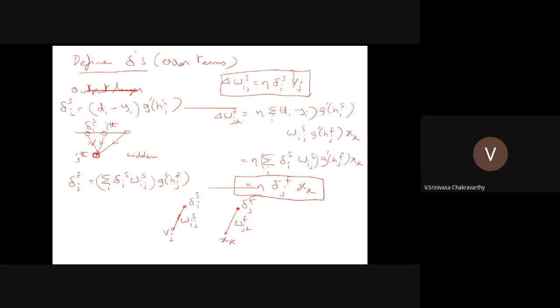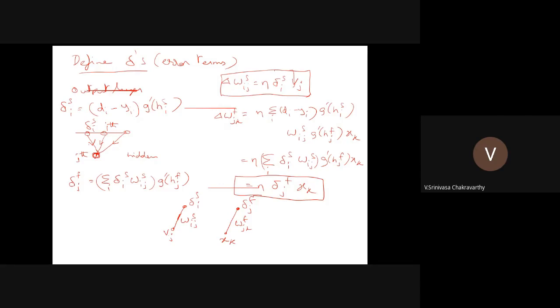The computation of delta for the output layer is simply (d_i minus y_i) times g prime of h_i. This is available at the ith output neuron. This is also available at the ith output neuron. So this is totally fine. There's no problem with this calculation.